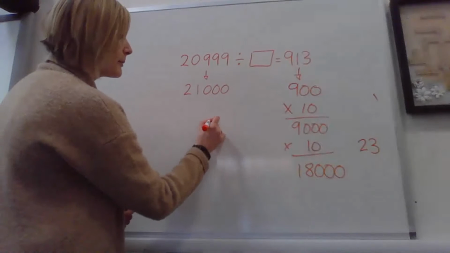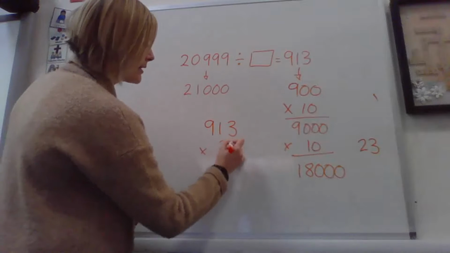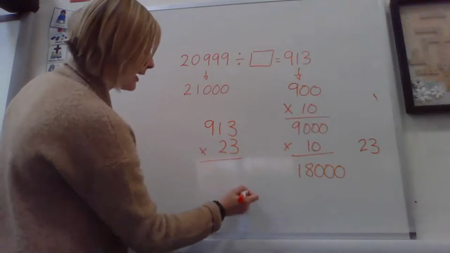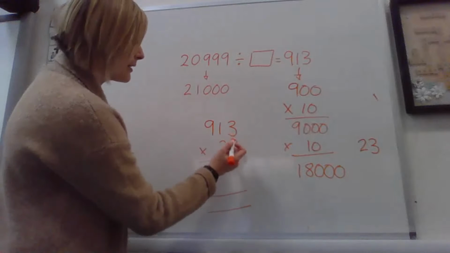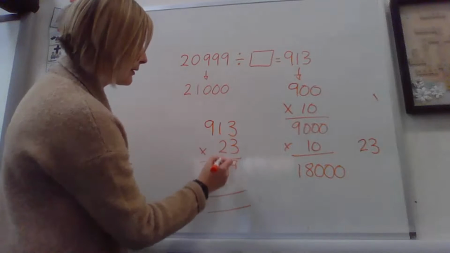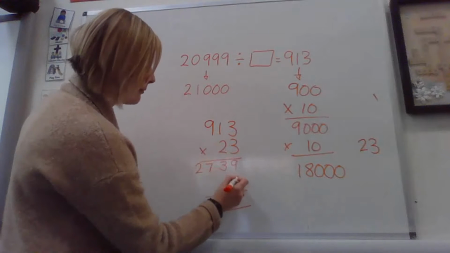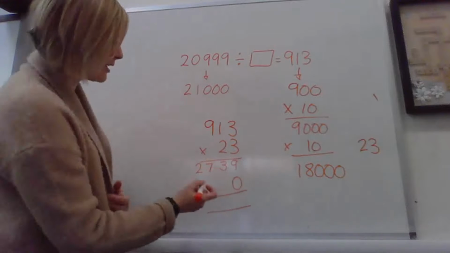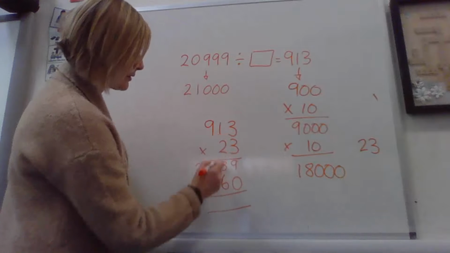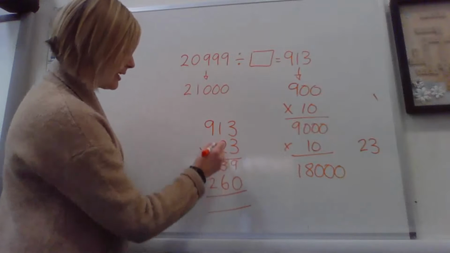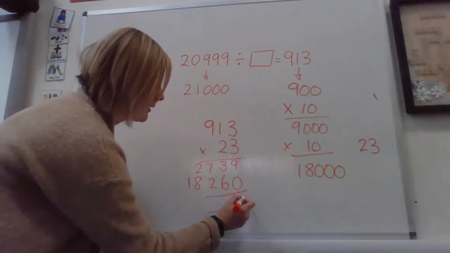So now I'm going to do a multiplication: 913 multiplied by 23. I'm going to make sure I do a long multiplication. 3 times 3 is 9, 3 ones are 3, 3 times 9 is 27. Put my 0, the hero. 2 times 3 is 6, 2 times 1 is 2, and 2 times 9 is 18. Now I need to add them up.